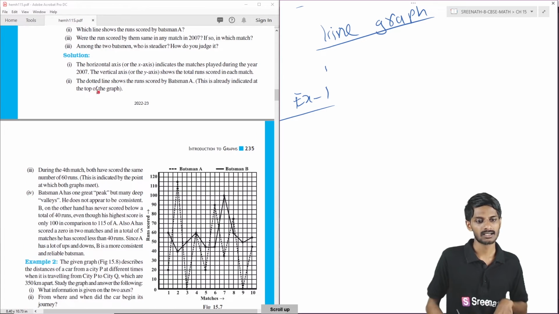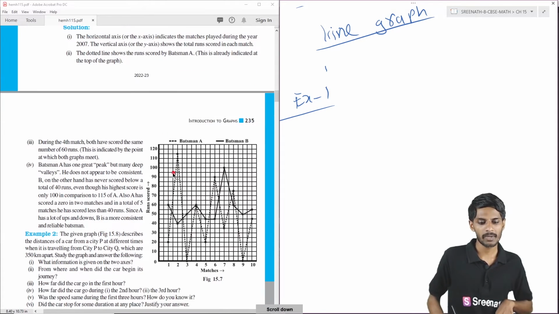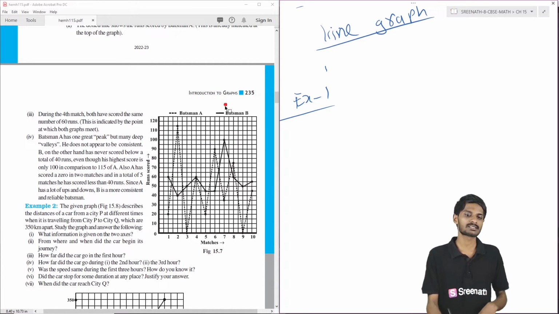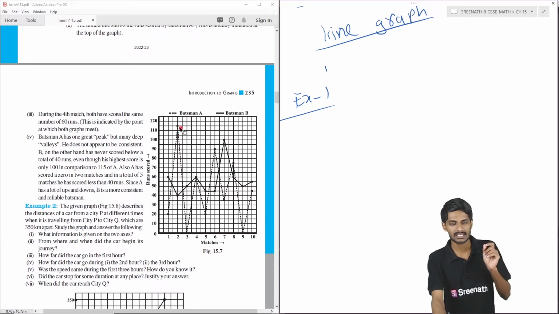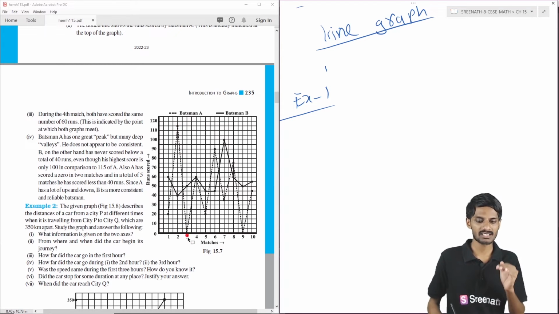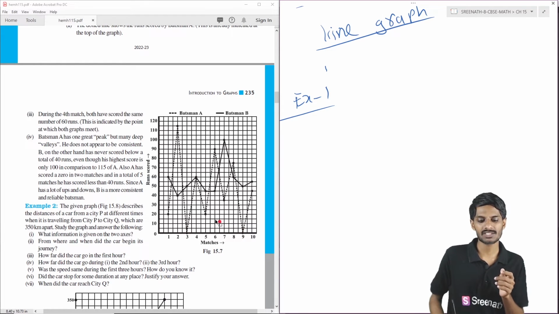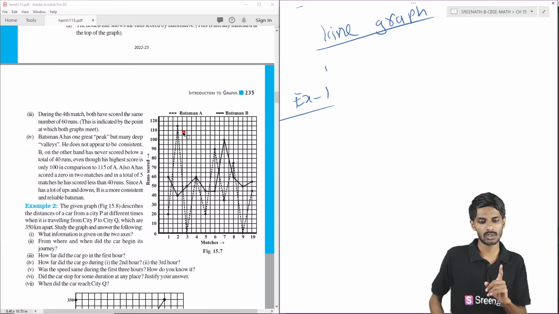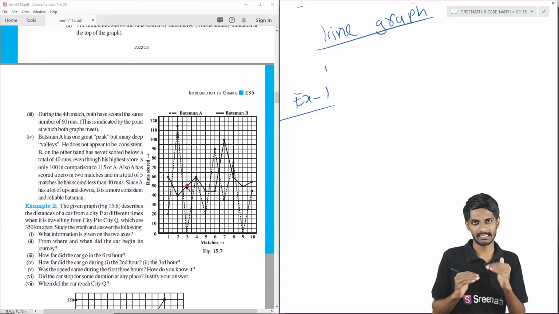Next, among the two batsmen, who is steadier? How do you judge? If you see, students, batsman A has some highs, that is 110 and 115, and he also has some depths. In some matches batsman A didn't score any runs, so he has many dropouts, which means many depths in the graph. He also has only one peak, so he is not steady.